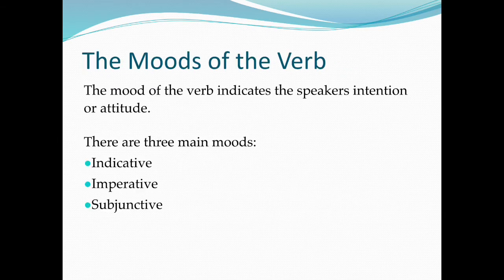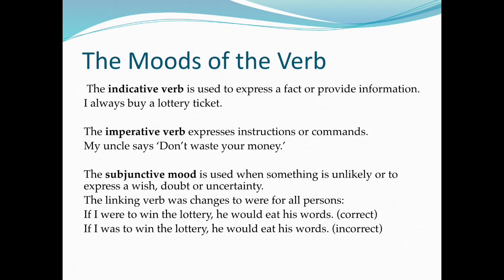The moods of the verb. The mood of the verb indicates the speaker's intention or attitude. There are three main moods: indicative, imperative, or subjunctive. The indicative verb is used to express a fact or provide information. I always buy a lottery ticket. The imperative verb expresses instructions or commands. My uncle says, don't waste your money.